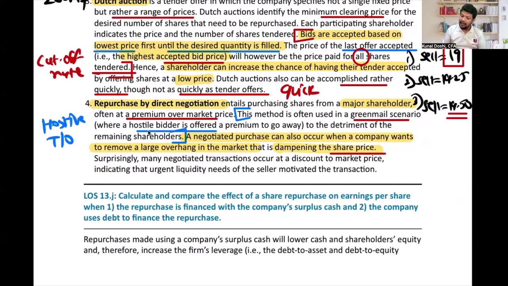Understood? Correct. But we discussed that this is done at a premium, right? You offer a premium when you need that shareholder to offload the shares and exit. However, sometimes when companies are desperate to do the buyback, they are willing to pay you a high price also. Surprisingly, however, they are saying many negotiated transactions occur at a discount, indicating urgent liquidity of the seller. So if a big seller wants to exit, they are willing to do that at a discount also.